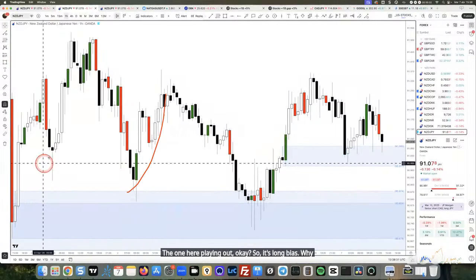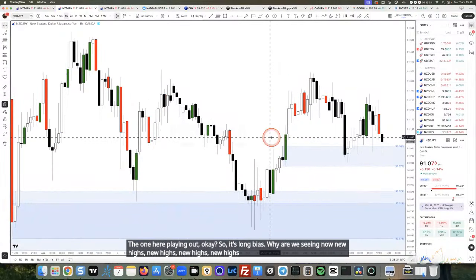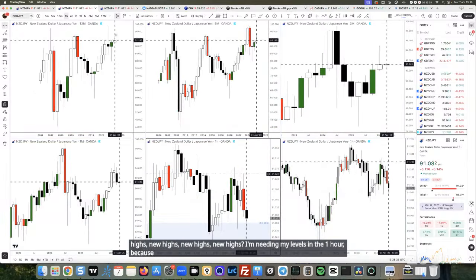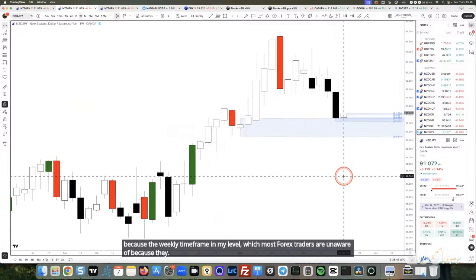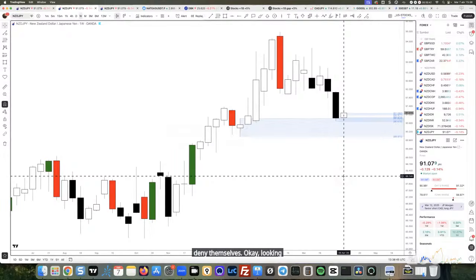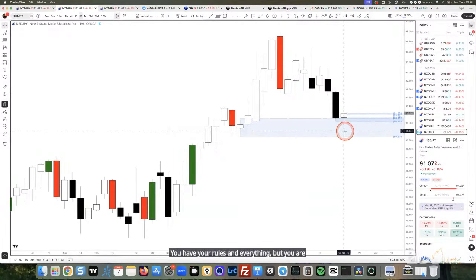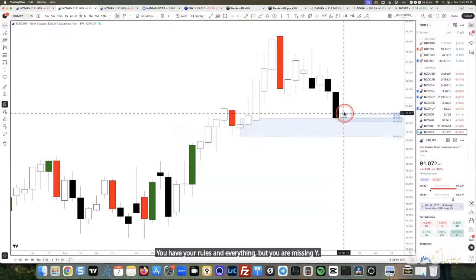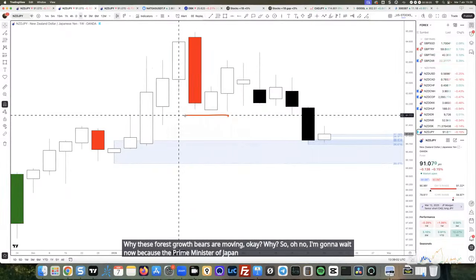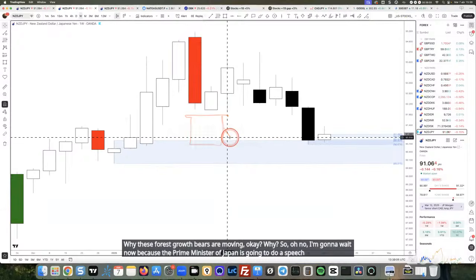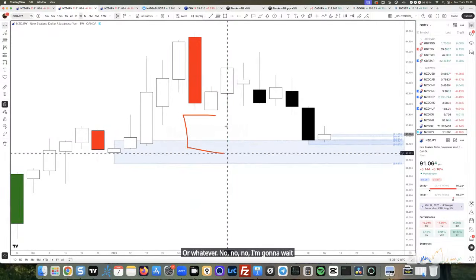Why are we seeing new highs, new highs, new highs, and new demand levels in the 1 hour? Because of the weekly time frame demand level, which most Forex traders are unaware of because they deny themselves looking at the bigger time frames, which is fine. You have your rules and everything, but you are missing why these Forex cross pairs are moving. Some say, oh no, I'm going to wait because the Prime Minister of Japan is going to do a speech today about the GDP or unemployment rates or whatever. I'm going to wait because it's going to affect the Japanese yen, blah, blah, blah.